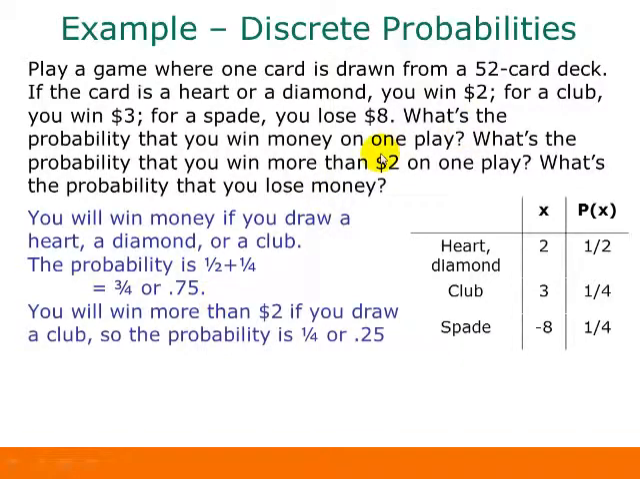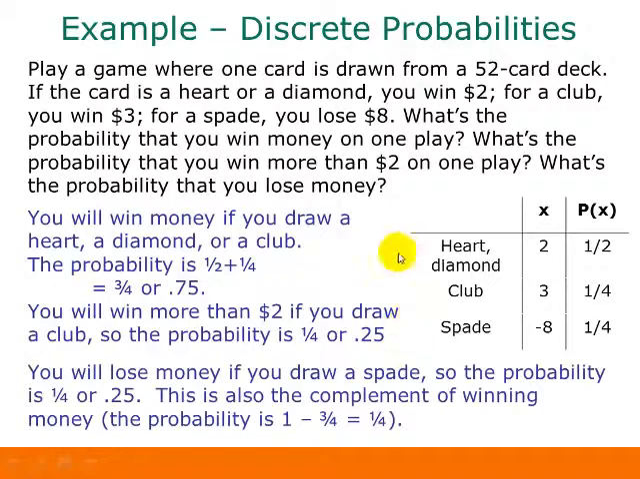What's the probability that you win more than $2 on one play? Well, you will win more than $2 only if you draw a club. That's only this outcome, so the probability is just going to be 1/4 or 0.25. And finally, what's the probability that you lose money? You'll lose money if you draw a spade, so the probability again is 1/4 or 0.25.